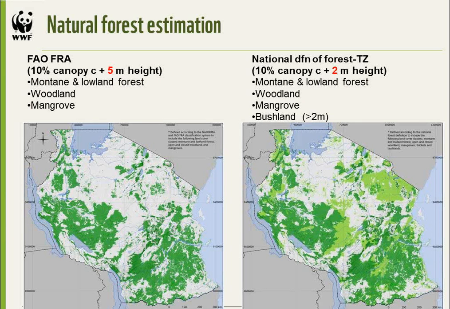We did a rough estimate of the implications of these different definitions to the extent of natural forest using the recently developed National Land Use Land Cover Map for Tanzania. And you can see here the extent of natural forest varies greatly between the two definitions. What you get with the second definition is the inclusion of additional land cover categories, essentially bushlands and thickets. And this amounts to a 38% increase of land that has been occupied as natural forest, according to that definition.